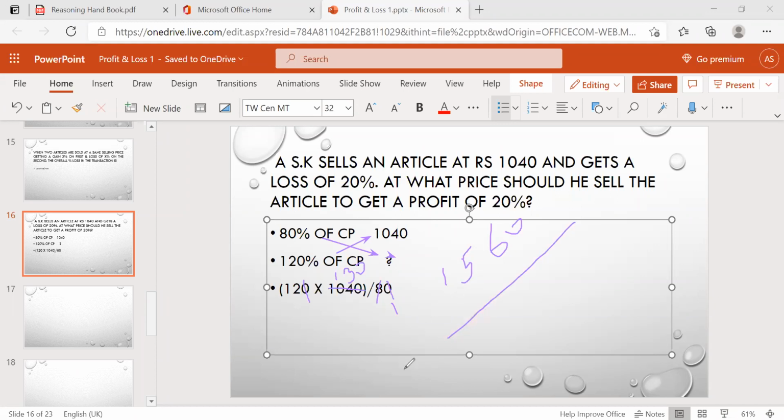Done, right? Okay. So this is what we can solve without knowing the cost price. Here they didn't ask to find the cost price. They asked what's the price at which, if they sell, they get a profit of 20%. So directly, 80% of cost price is the loss, and 120% of the cost price is nothing but 20% profit. Is it clear? Hope you understand what we are doing actually. Okay.